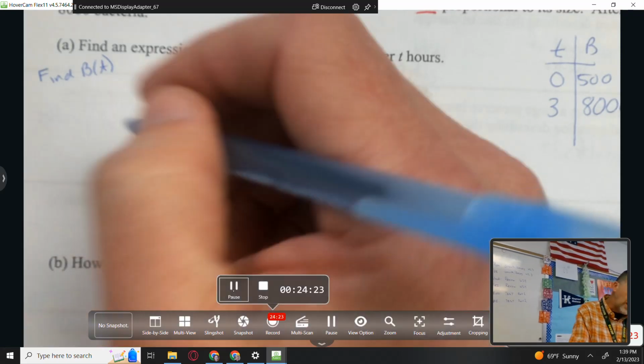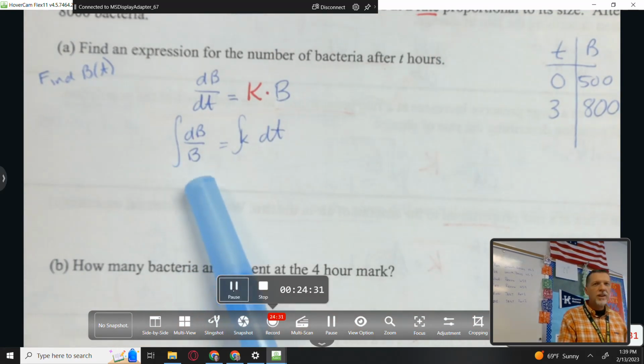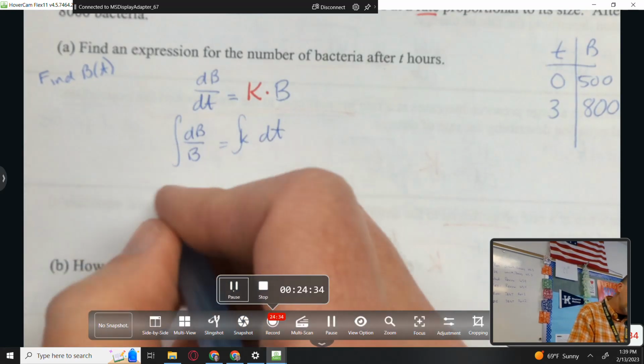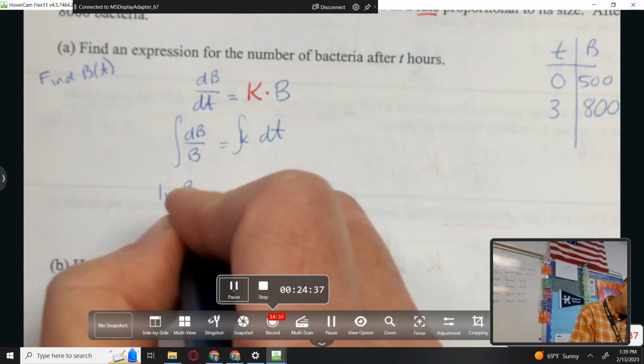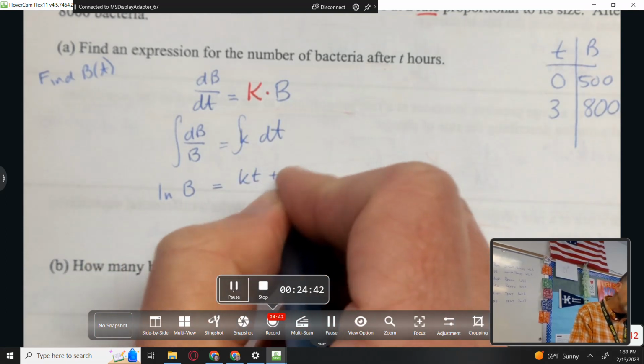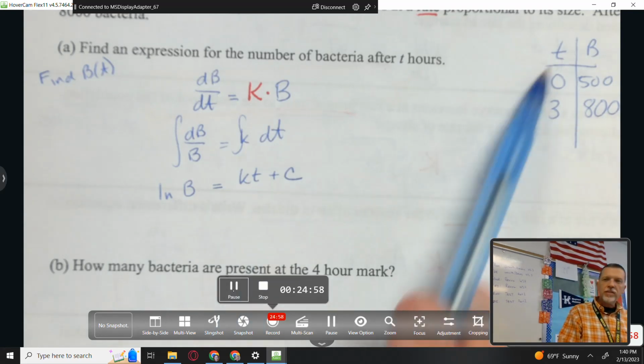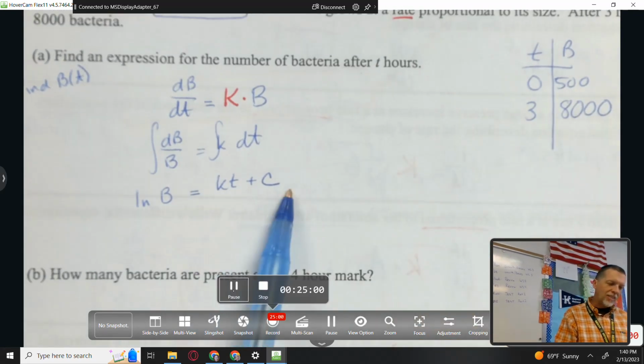Okay, now let's integrate. Hopefully this one isn't too bad. Antiderivative of dB over B? ln B, right? Yes. Natural log of B equals KT plus C. Letters flying all over the place. T and B are the variables. K and C are the constants. So you've got to be careful here. This information will help me find K and C in a moment.